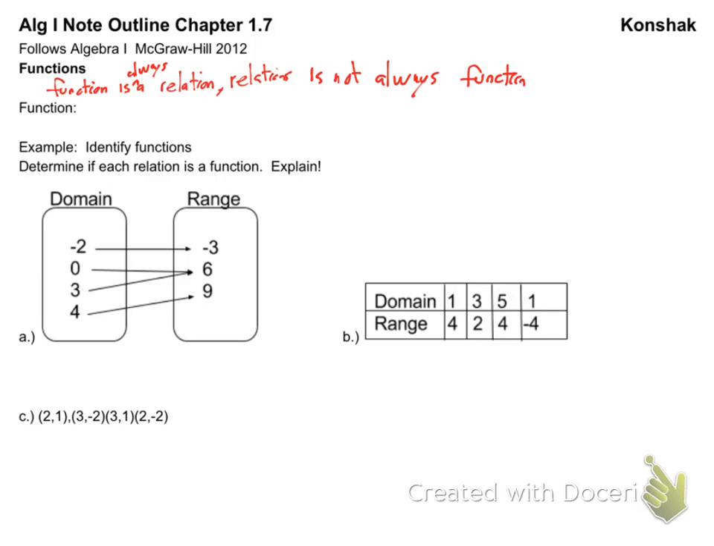So, I've been saying it's a rule. It's a certain type of rule. This rule, guys, has to deal with your inputs and outputs. Here it is: exactly one output for every input. There's exactly one output for every input.